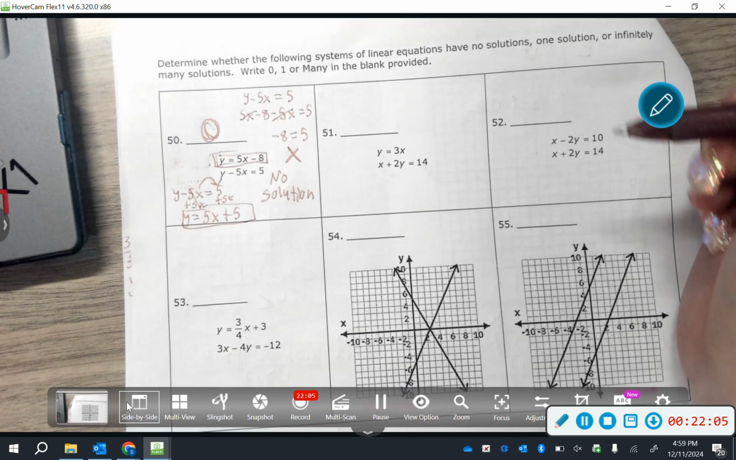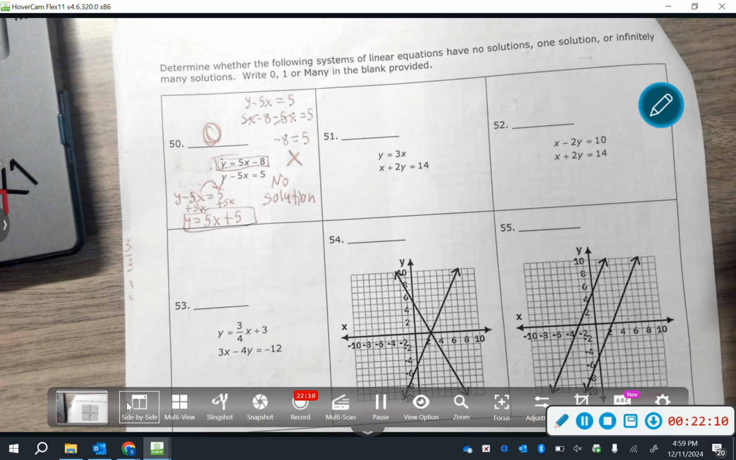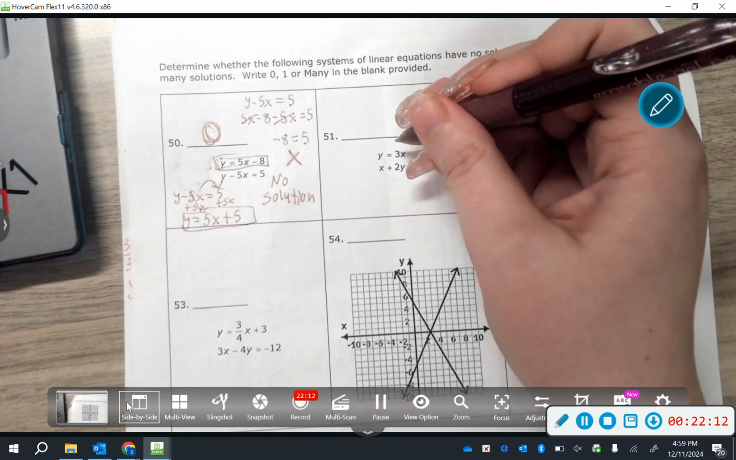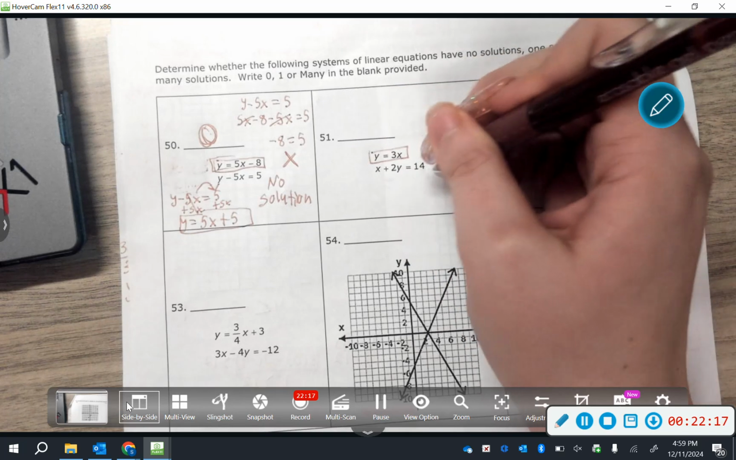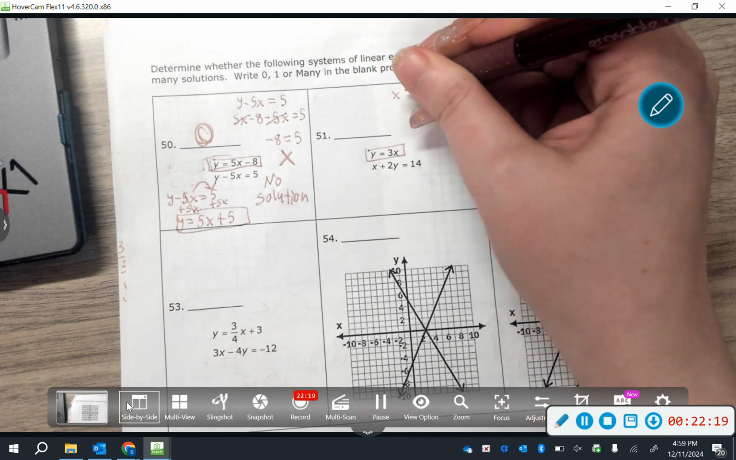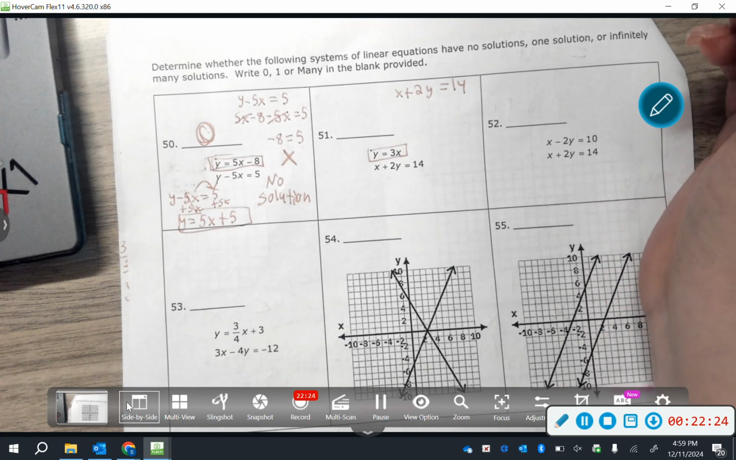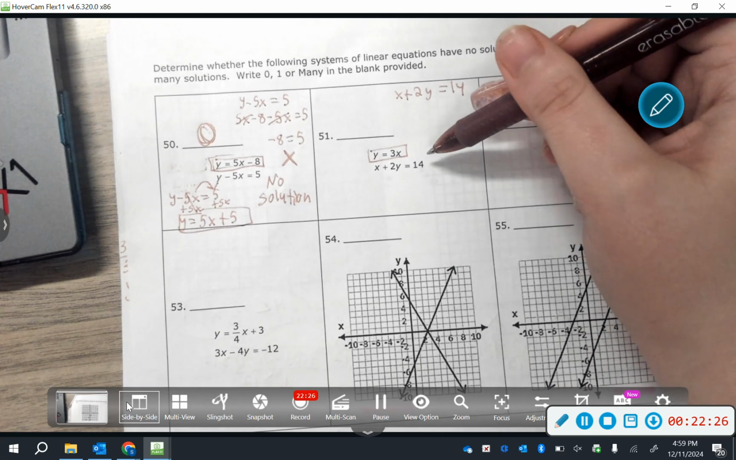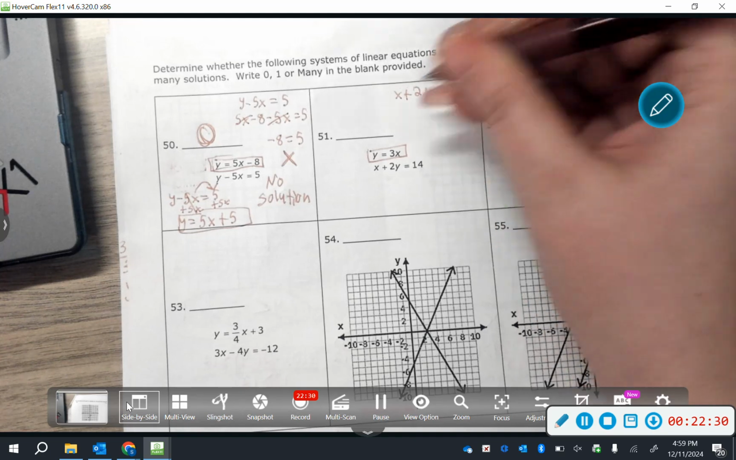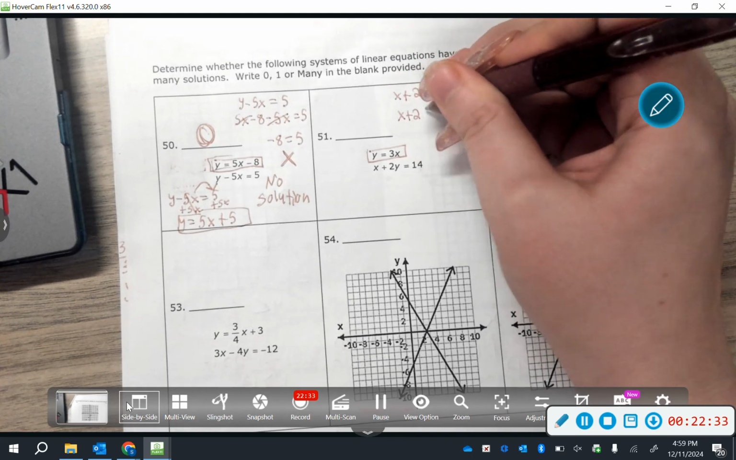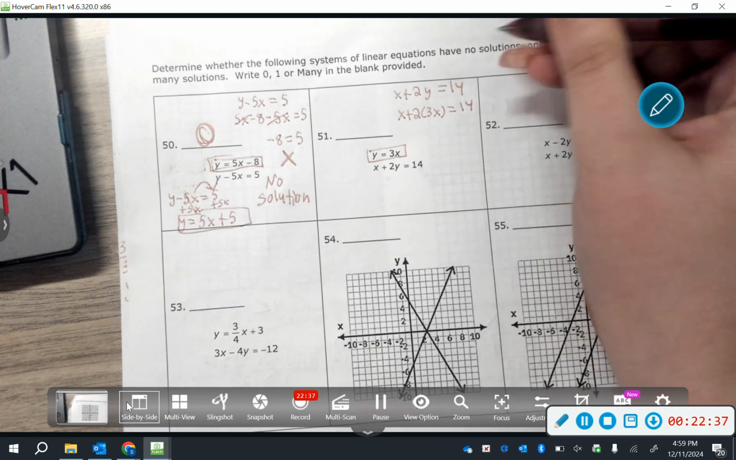For this one, same thing. We can either use substitution or change it so they're both y equals so we can plug it in the calculator. If you're a substitution kind of person, box the one that's by itself, rewrite the one that's not. X plus 2y equals 14. Well, I know that my y has to equal 3x. So I'm going to change y to 3x. So we have x plus 2 times 3x equals 14.